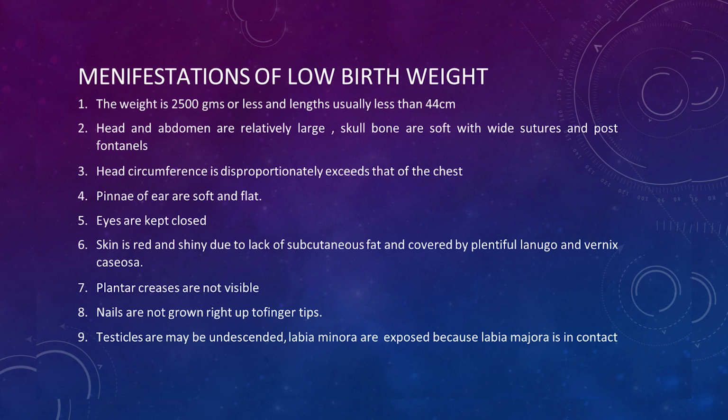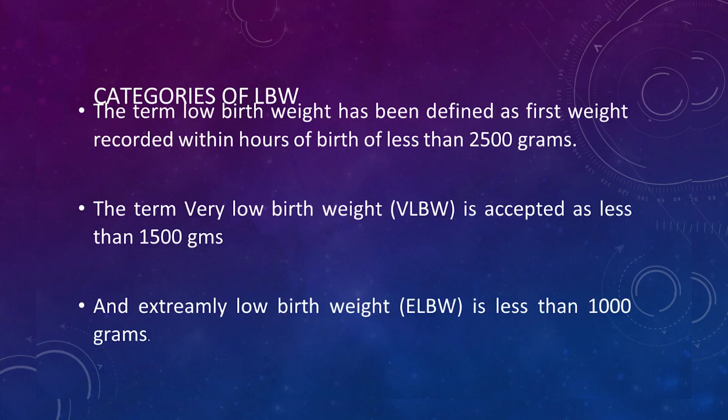The head is relatively larger as compared to the chest and limbs, and abdomen is also large. So, the head circumference is larger as compared to the chest. The ear pinnae are also thin. Then plantar creases are not visible, nails are not grown up to the tip of the finger. Then there are the categories. I already mentioned to you about the categories of the low birth weight.